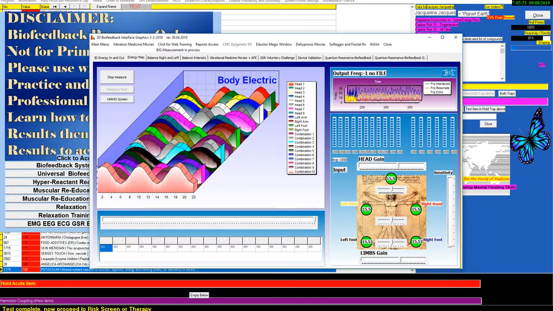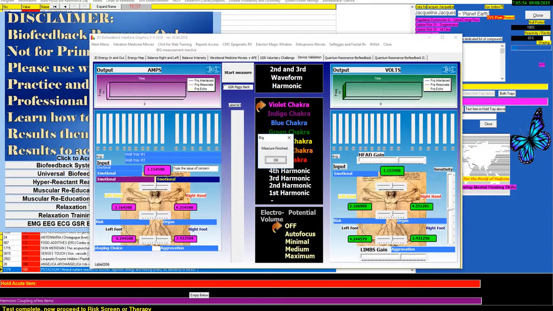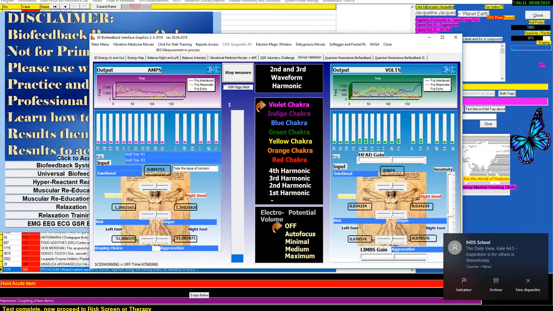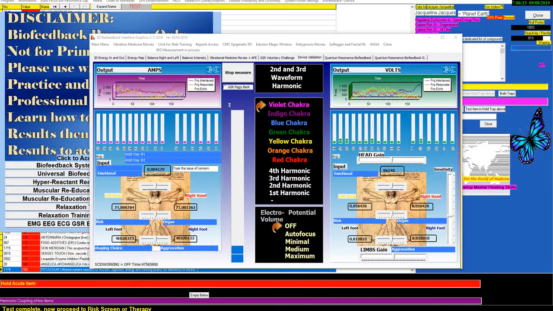What I could do is just click the device validation, and this thing will start measuring things. So you can see how it will measure everything about emotional, about the risk, about everything. And it can give me, I can always come and refer back to those things, this graph, and see what is happening.